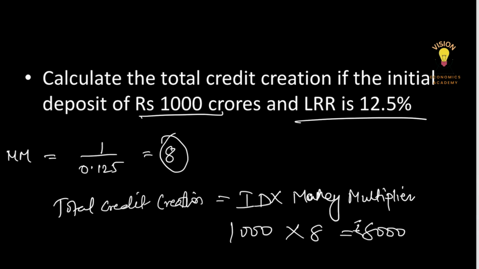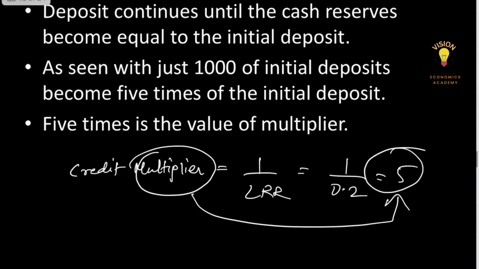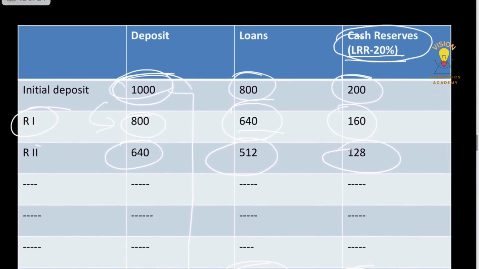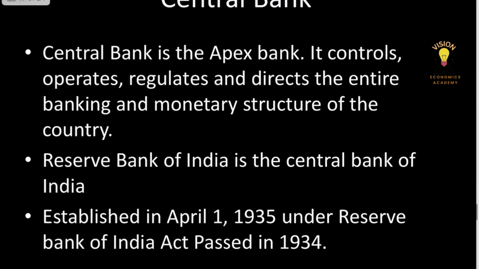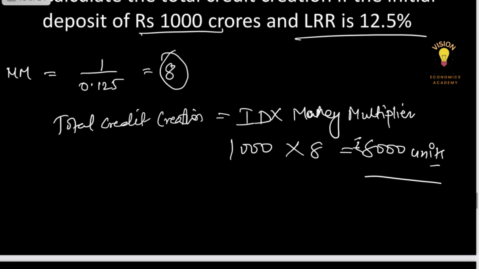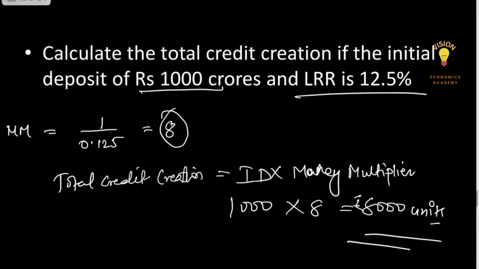Whatever the unit is, crores or lakhs, it is okay. The same applies here as well. If it's crore, you can write crore. If it's lakh, write lakh, or if it's plain, you can write it as a unit as well. All right, so this is the process of credit creation or money multiplier by the commercial bank.